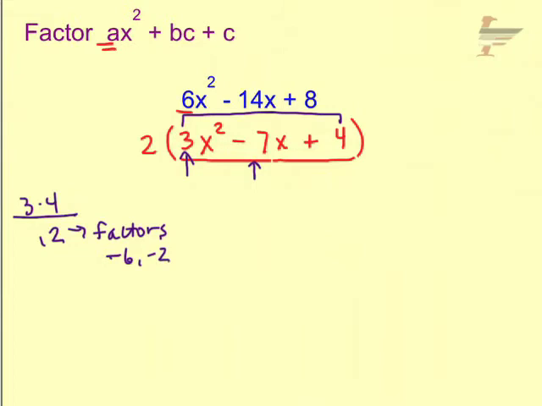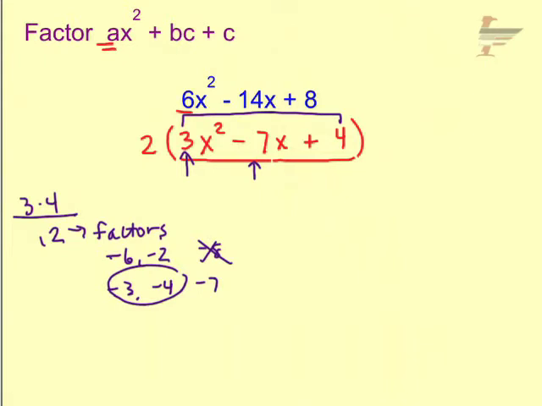Negative 6 plus negative 2 is negative 8, which is not the negative 7 we're looking for. How about negative 3, negative 4? When we add those together, we get negative 7, which is exactly what we're looking for. That's that middle term. So negative 3 and negative 4 are the factors that we want.